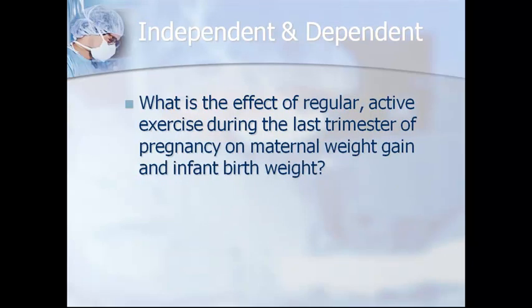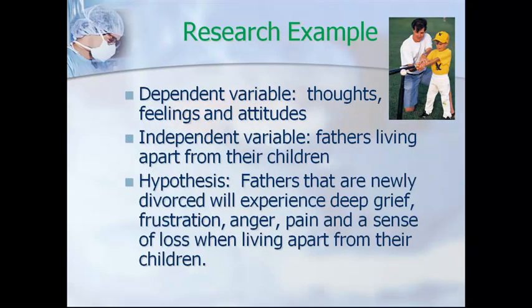All right, let's try this one. What is the effect of regular active exercise during the last trimester of pregnancy on maternal weight gain and infant birth weight? What is the dependent variable? The dependent variable is maternal weight gain and infant birth weight. What is the independent variable? Amount of exercise. Absolutely. The dependent variable is going to change according to the amount of exercise, which is the independent variable.